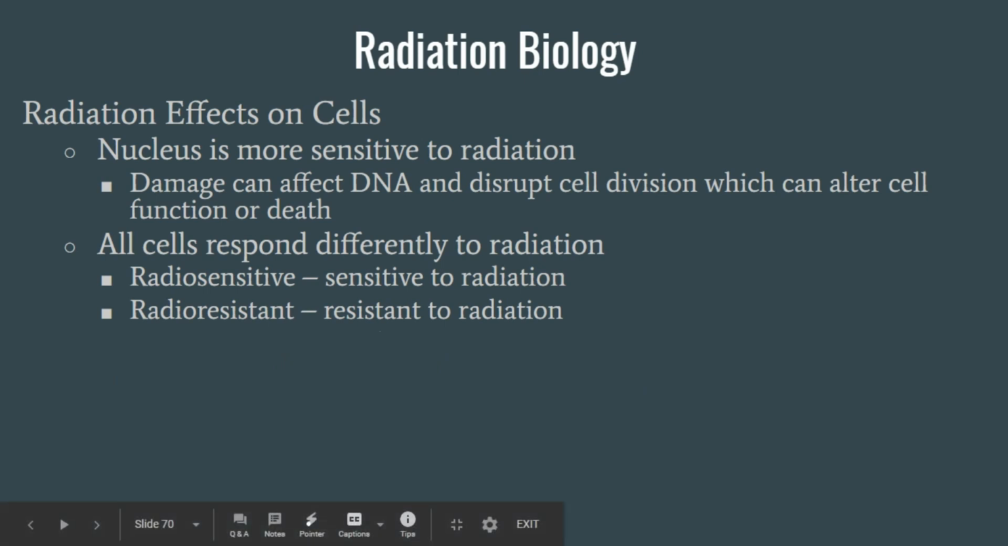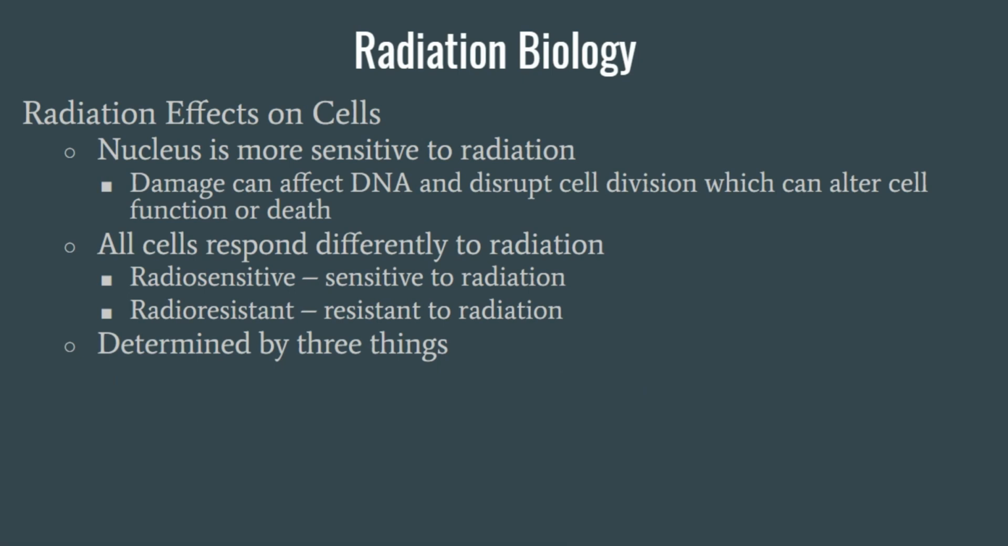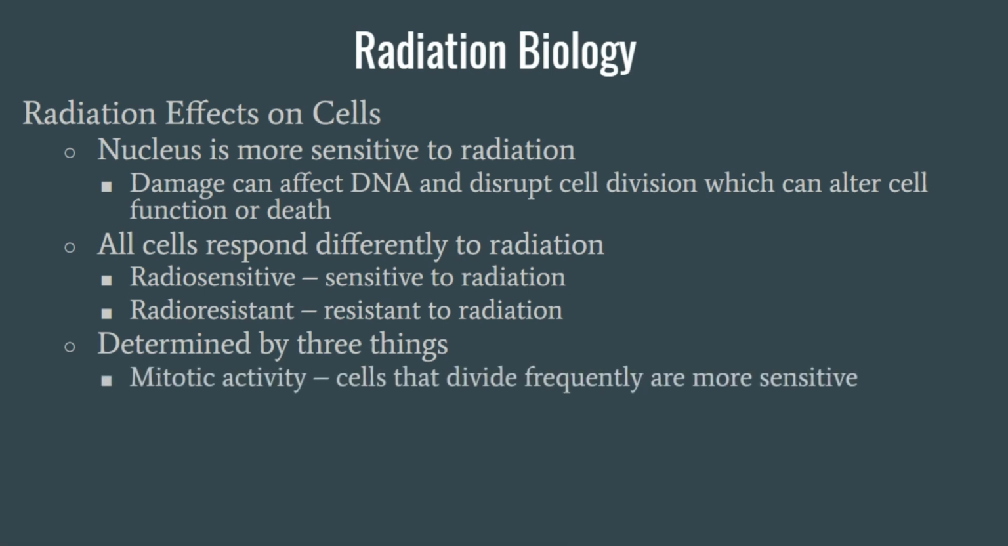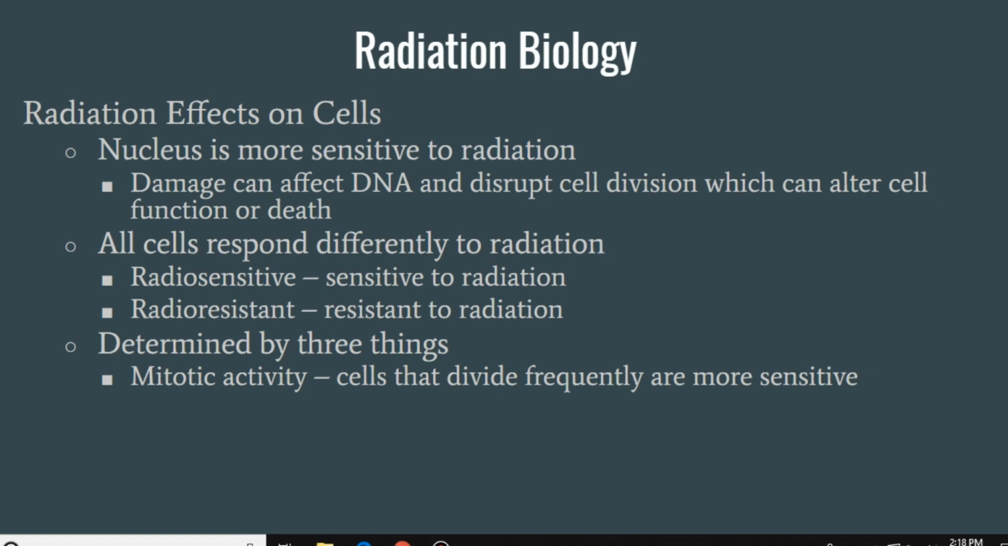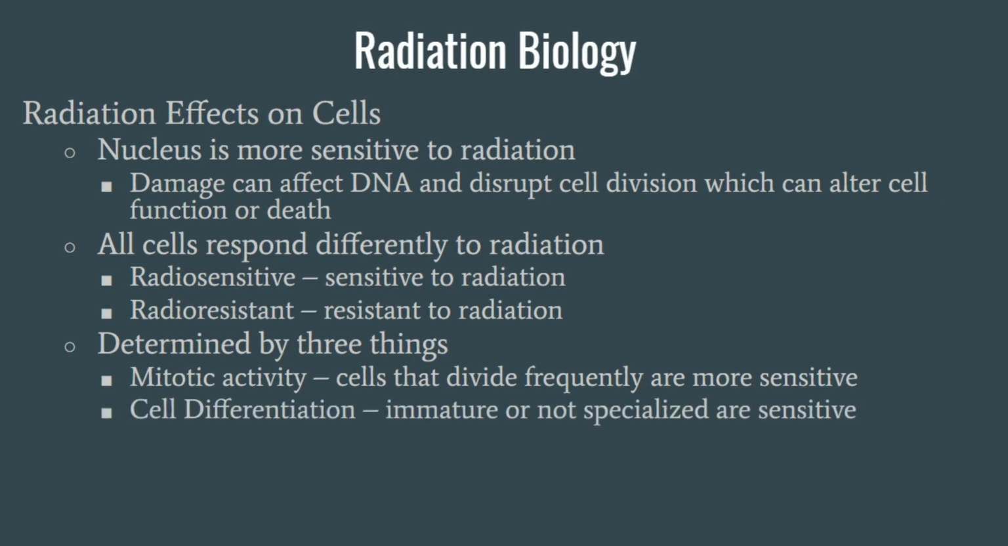How resistant or how sensitive a cell is going to be is determined by three things. The first one is mitotic activity. This is where cells that divide frequently are more sensitive. The second thing is cell differentiation. So immature or not specialized cells are going to be more sensitive.